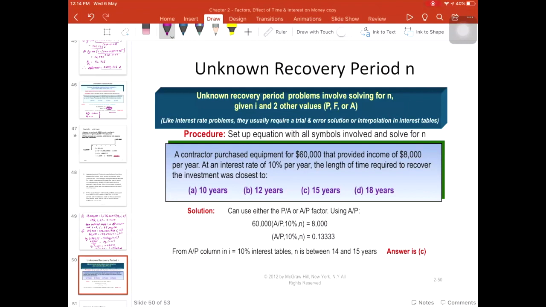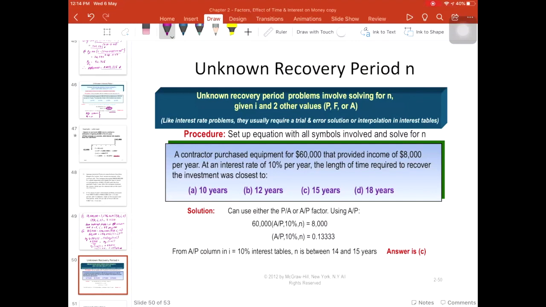You can use either one, P over A or A over P. It depends, it's up to you. We have to interpret it. This one you use A over P, because you know A is 8,000 ringgit every year, and then P at 10% per annum. And then, same as for i, you get the numbers.